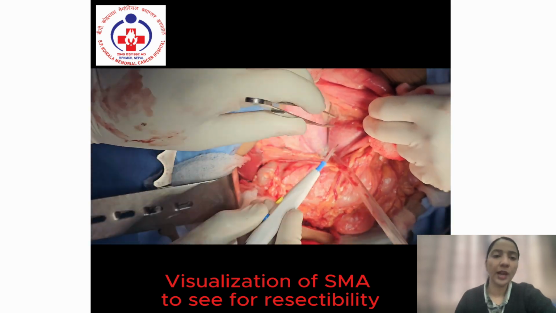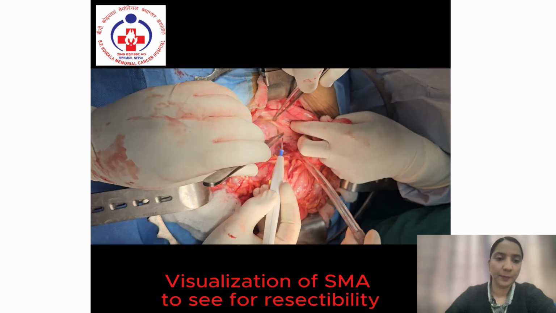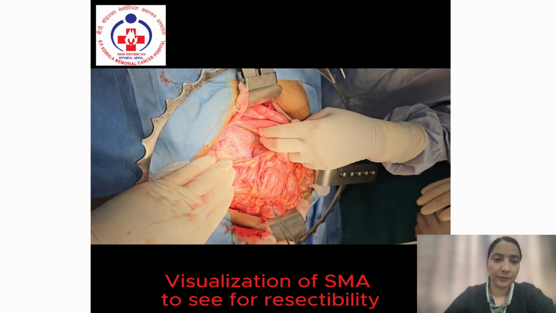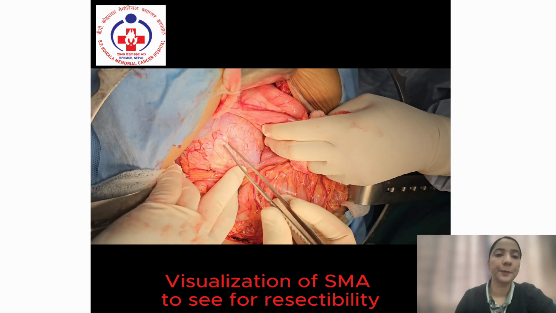After visualization of the superior mesenteric artery, here we can see this is the inferior vena cava, this is the aorta, and this is the origin of the superior mesenteric artery. After proper dissection, the tumor was resectable, thus we proceeded with the Whipple's procedure.